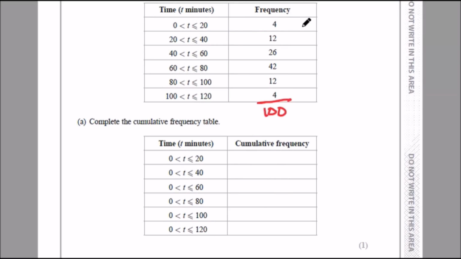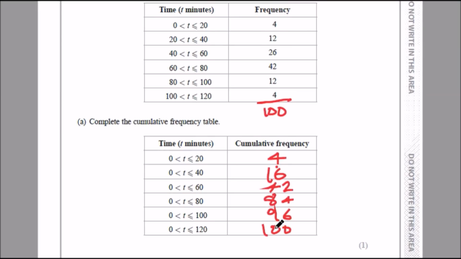From 0 to 20, we had exactly 4 people. From 0 to 40, we're accumulating these two numbers, so 4 and 12 makes 16. The next one, 0 to 60, means we're accumulating these 3 figures. Adding 26 to the previous one should give us 42, I believe. Up to 80, we need to add another 42, so this would be 84. Adding 12 will give us 96, and adding 4, 100.